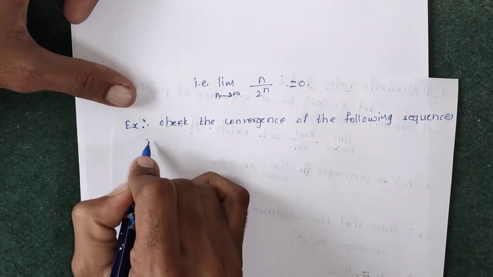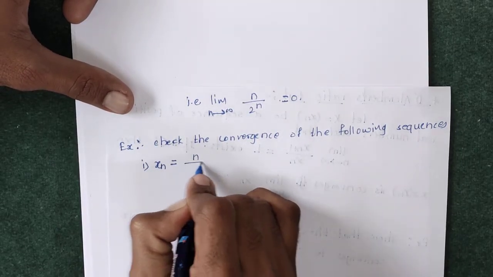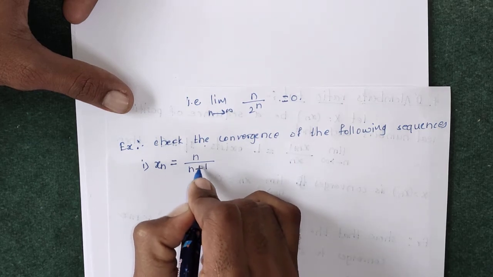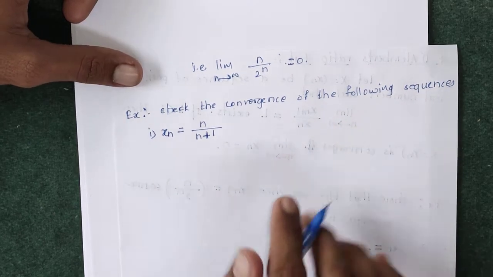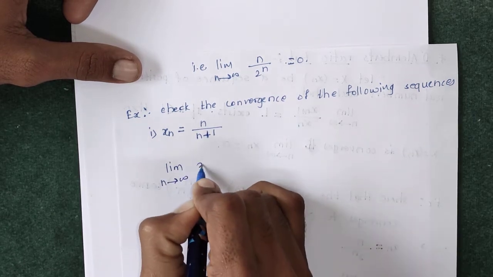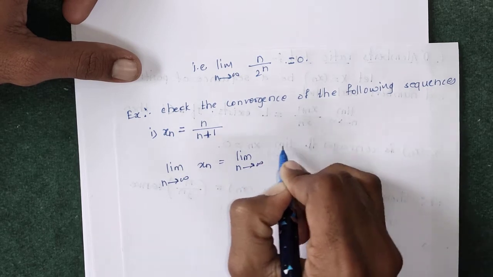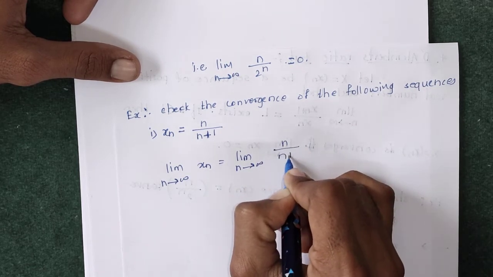First sequence is xn equals n upon n plus 1. We have to just find the limit as n tends to infinity of xn. So here the limit as n tends to infinity of xn is n upon n plus 1.